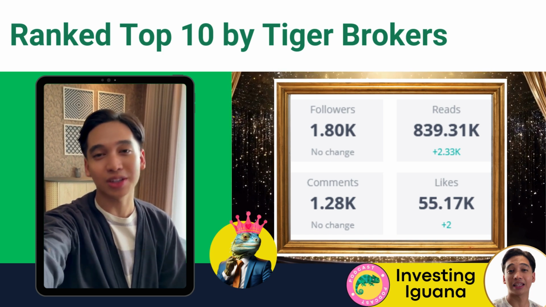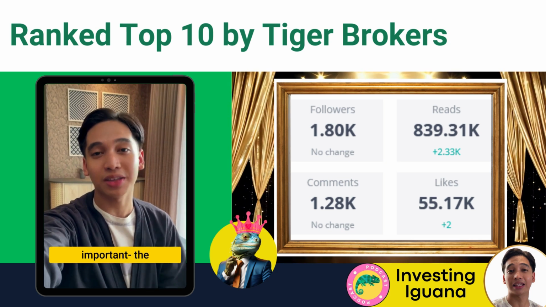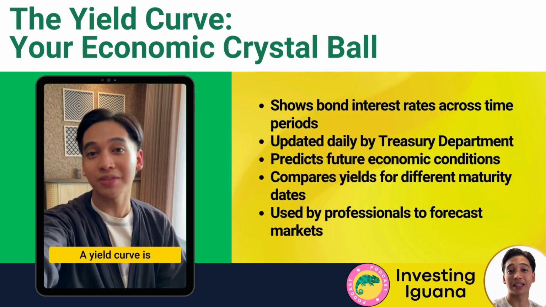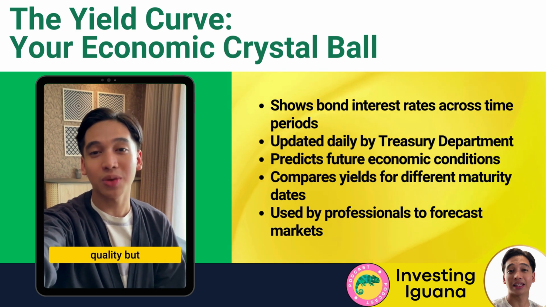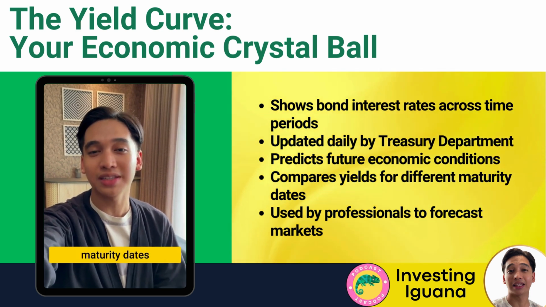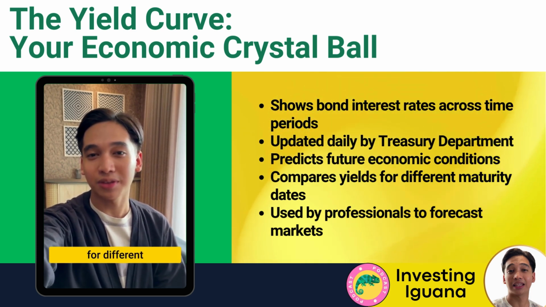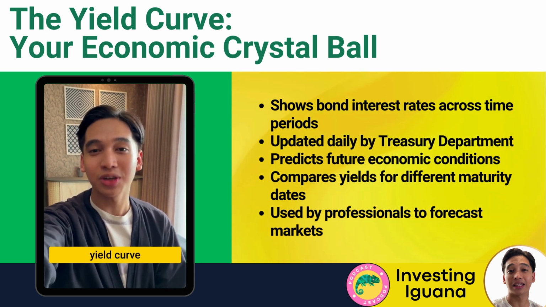And today, we're diving into something that might sound boring, but is actually super important: the yield curve. Let's start with the basics. A yield curve is simply a line that shows the interest rates of bonds with equal credit quality but different maturity dates. Think of it like this: if you lend money to the government for different lengths of time, you'd expect different interest rates, right? That's what the yield curve shows us.